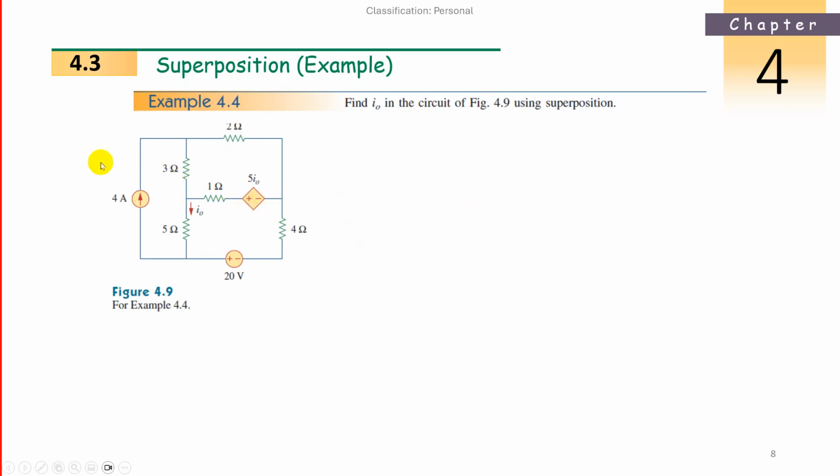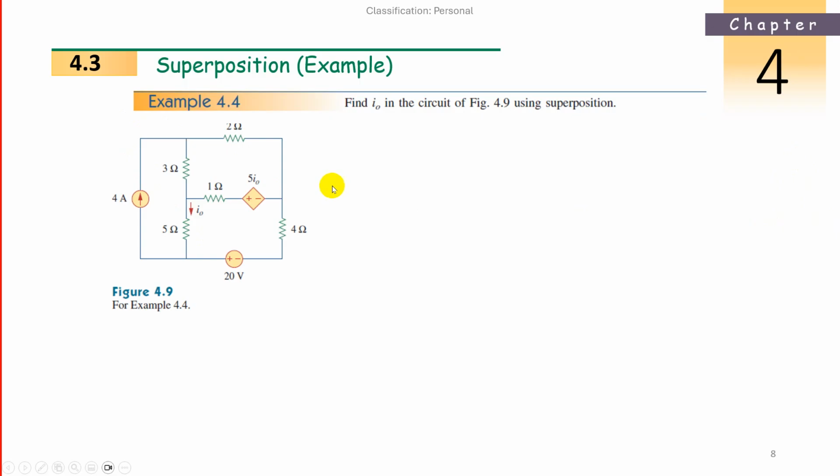Now there are two independent sources, one a voltage source and one a current source. So how many circuit analyses can we have here? Two, because we have 2 independent sources and 1 dependent. Whether there is 1 dependent, 2 dependent, or many dependent, we should not touch them. We only have to check how many independent sources there are. So we have to do the circuit analysis 2 times, acting 1 source at a time.